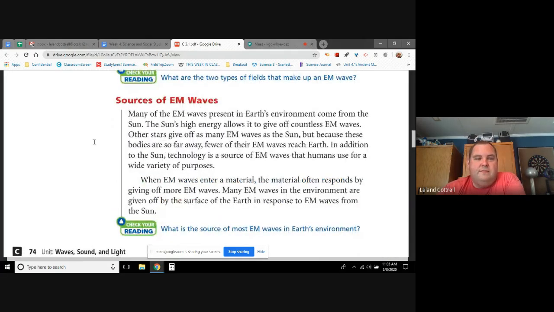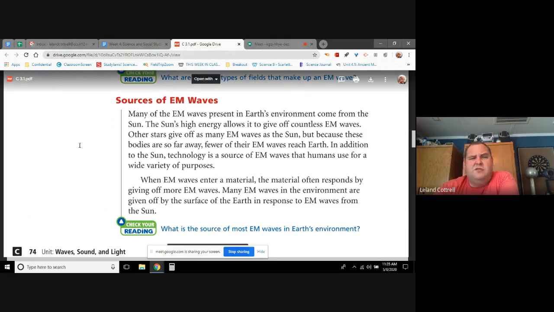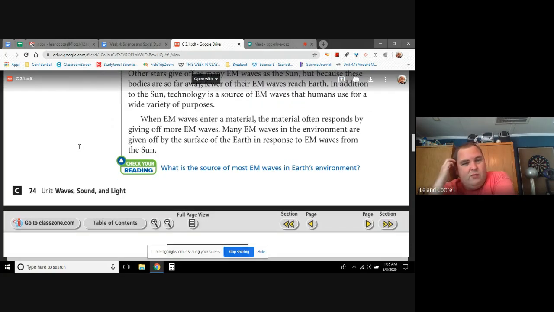Sources of EM waves. Many of the EM waves present in the Earth's environment come from the sun. The sun's high energy allows it to give off countless EM waves. Other stars give off as many EM waves as the sun, but because these bodies are so far away, fewer of their EM waves reach the Earth. In addition to the sun, technology is a source of EM waves that humans use for a wide variety of purposes. When EM waves enter a material, the material often responds by giving off more EM waves. Many EM waves in the environment are given off by the surface of the Earth in response to EM waves from the sun.